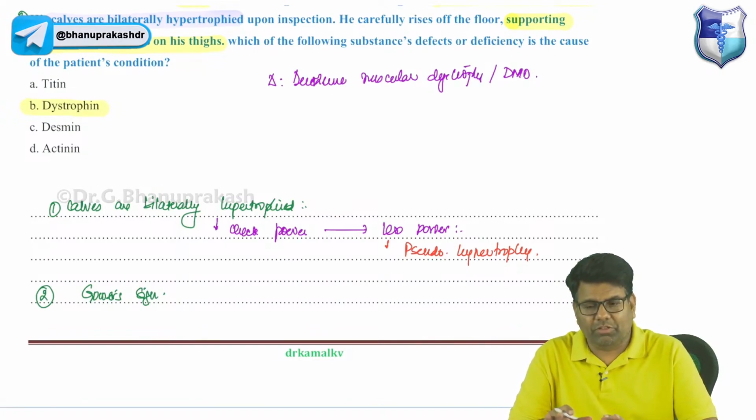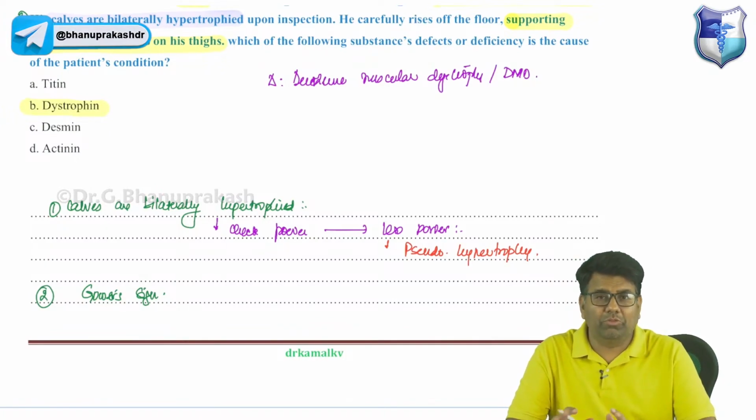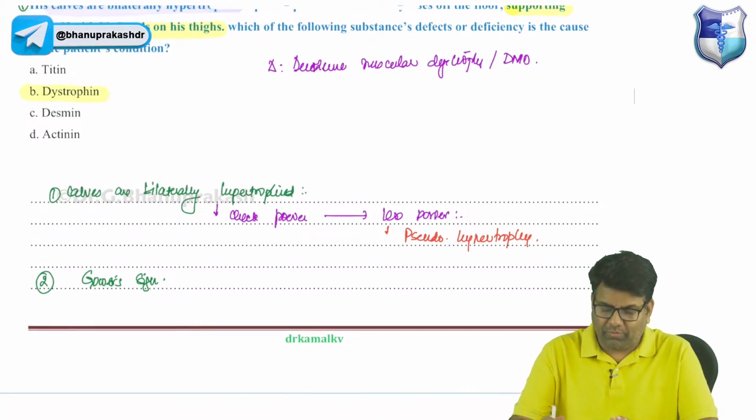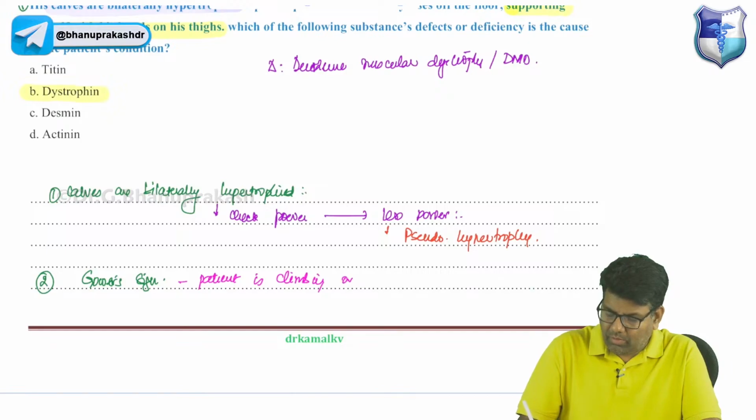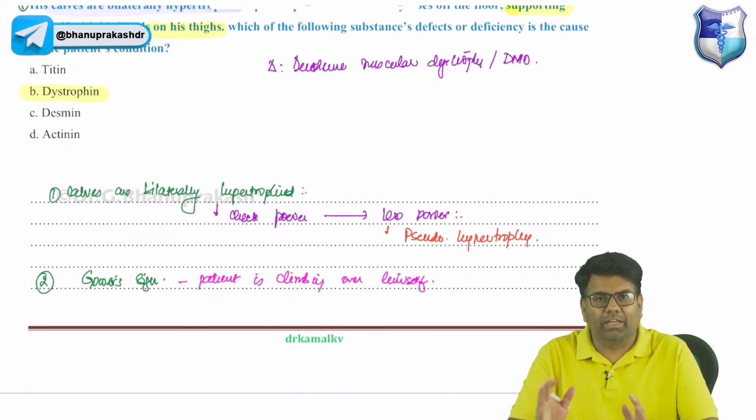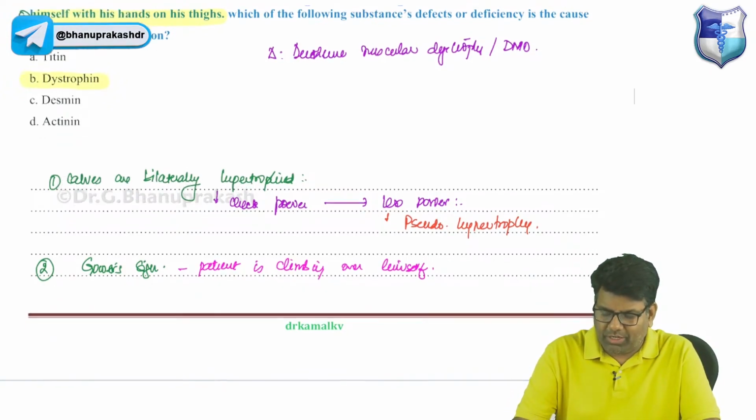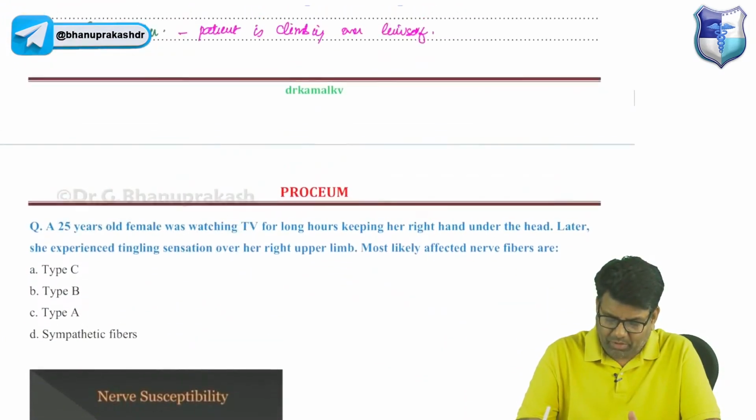Whenever he will stand up, firstly he will take the support of the floor, then he will take the support of the knees, and then only he will be able to stand up erect. So it feels like the patient is climbing over himself. This is the usual description, that unique way of getting up from the floor. So these 2 points are very important for Duchenne muscular dystrophy. Now next question.